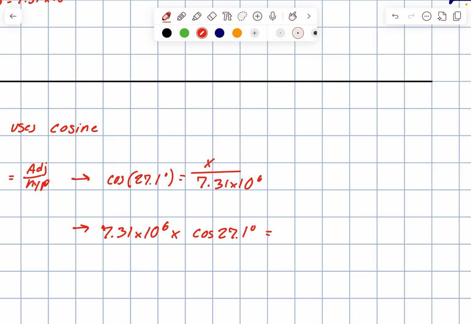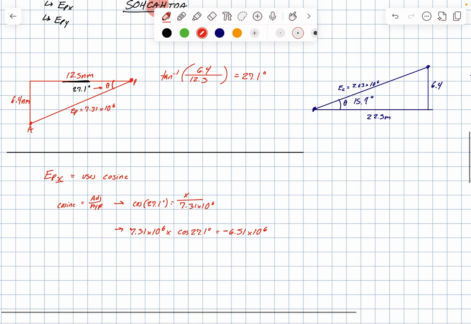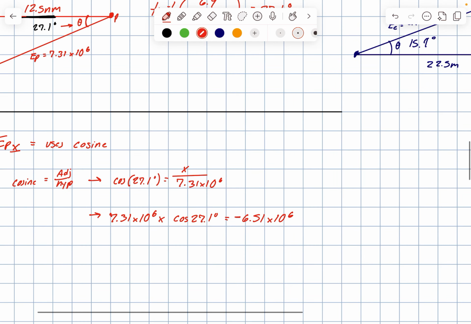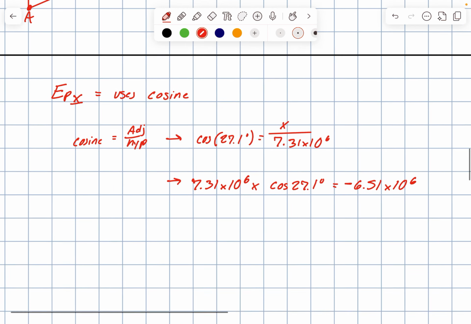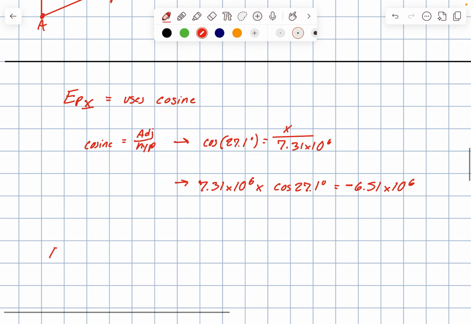let's see here, 6.51 times 10 to the 6th. Remember, that's going to be negative since it's acting away from our point of interest. And then when we want to do the y component now for our proton's electric field, we're going to be using sine.